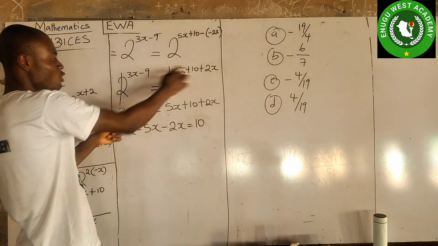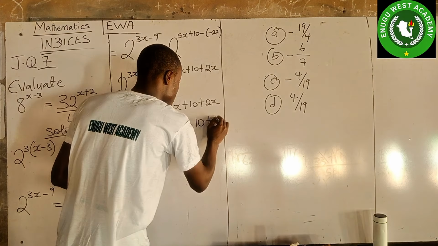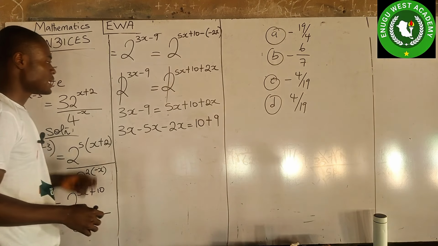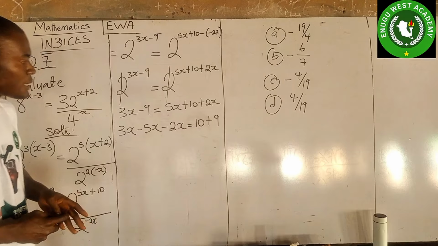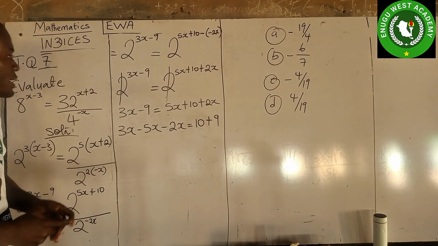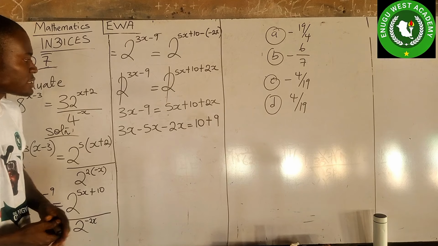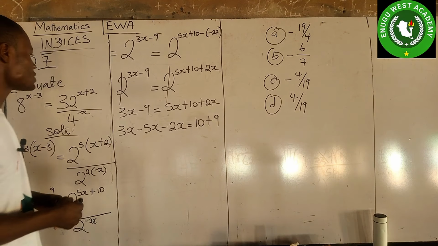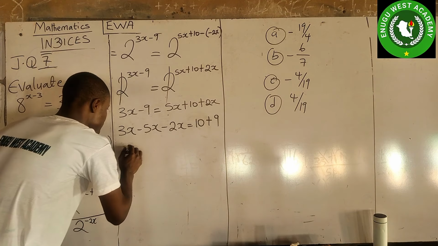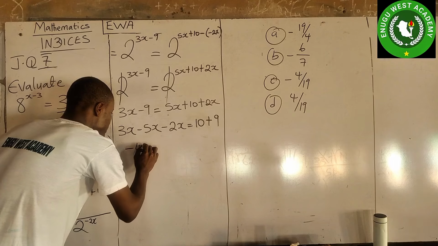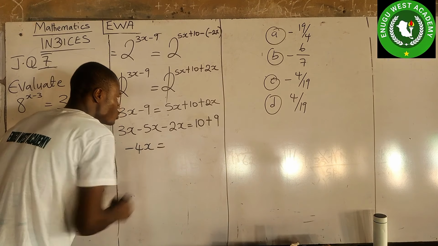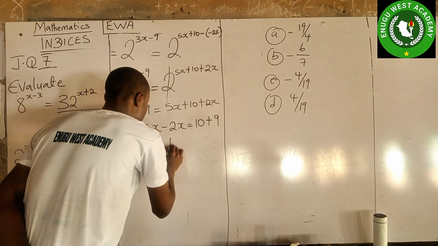Now, if this minus 9 comes this side, it will be plus 9. Now, 3x minus 5x minus 2x will give us what? Minus 4x. Which will be equal to, 10 plus 9 is what? 19.